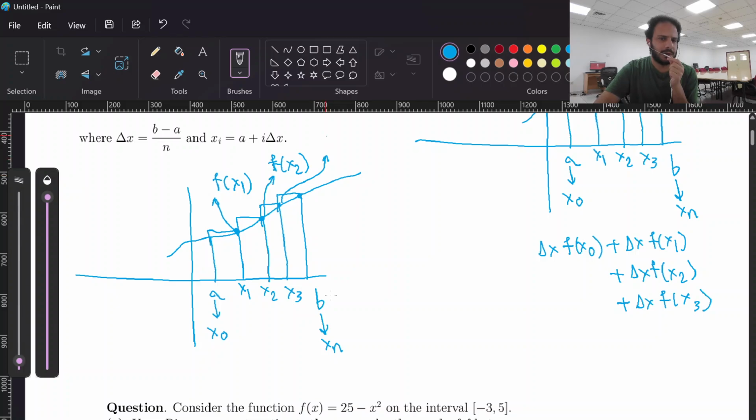Then f of x3, then f of x4. What's the total of the areas? We add these 4 rectangles, right? The first one, delta x, f of x1. We add until we reach the last one, plus delta x, f of x4.